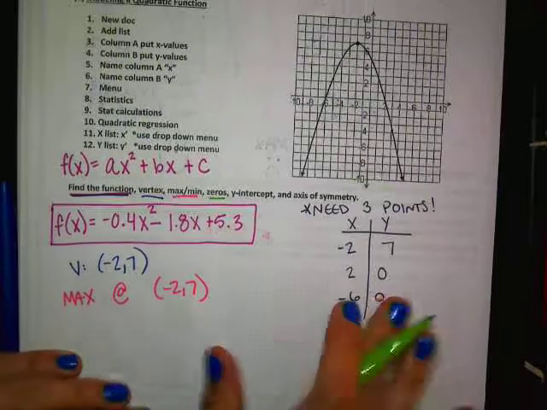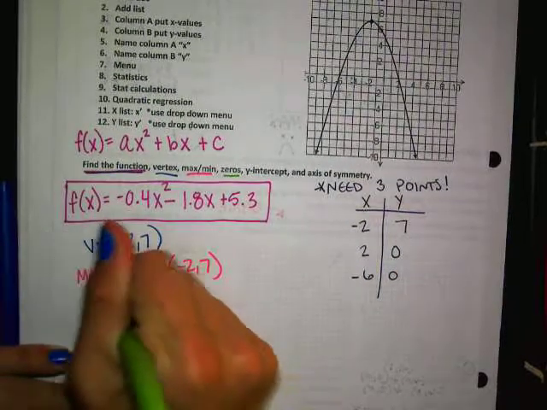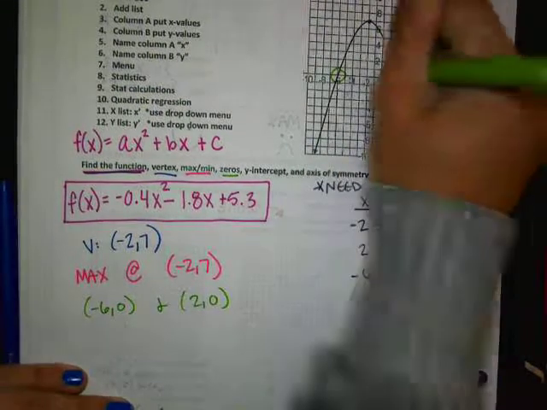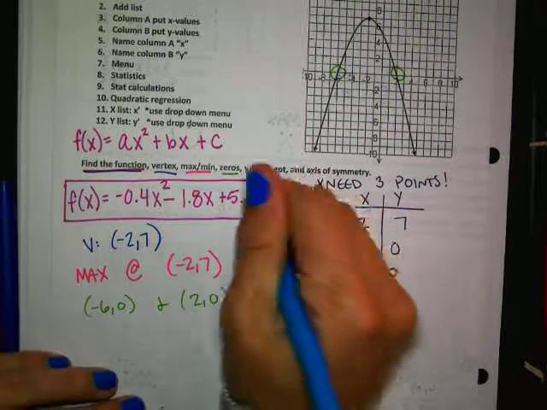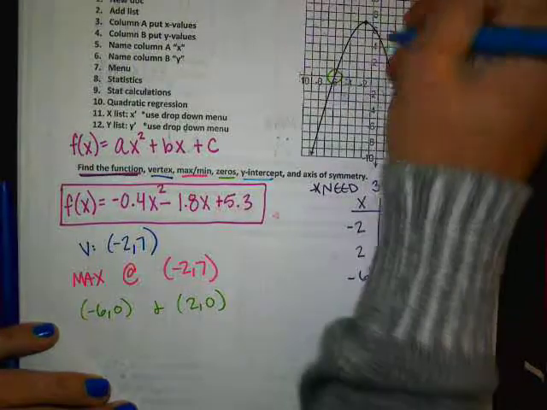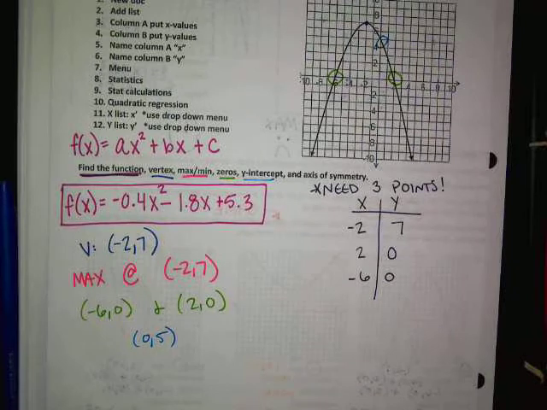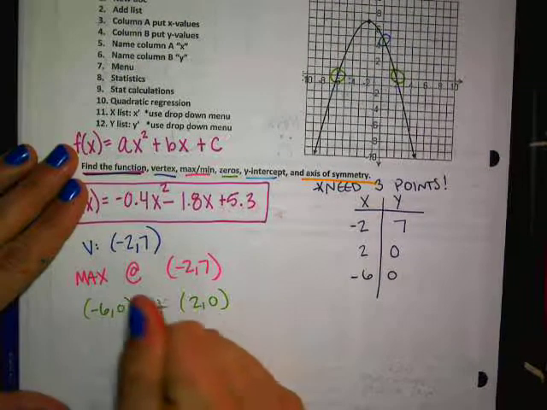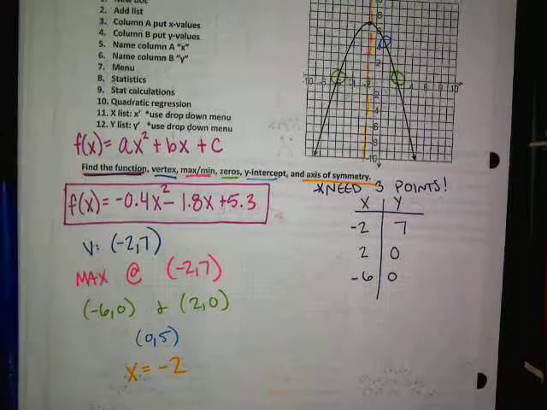Zeros, where are they at? Negative 6.0 and 2.0, here and here. Y-intercept, where's that at? 5. We're so smart. And axis of symmetry is the last thing. X equals negative 2, the imaginary line that you can fold your graph in half at.